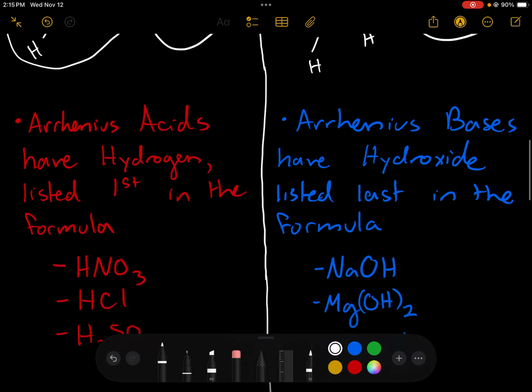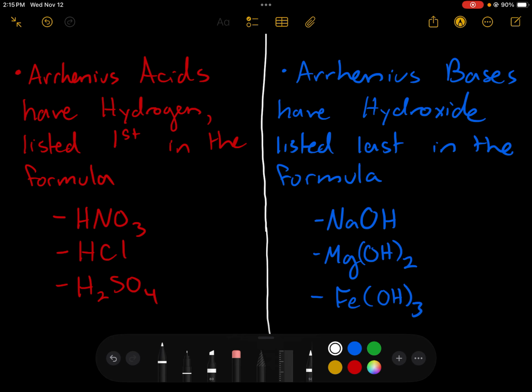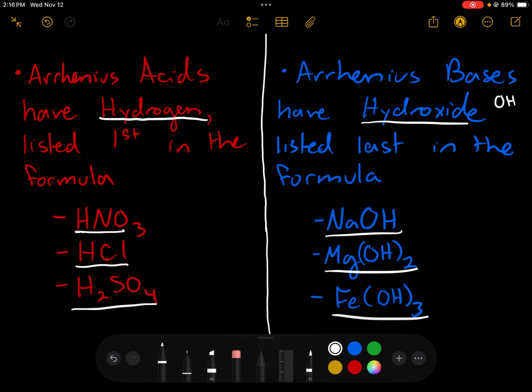Basically, if you're looking at a formula and you're like, is this an Arrhenius acid? Is it an Arrhenius base? If you're looking at a formula and it has a hydrogen listed first in the formula, that's probably an Arrhenius acid. So HNO3 is nitric acid, HCl is hydrochloric acid, H2SO4 is sulfuric acid. If you're looking at a formula and you see a hydroxide or an OH listed at the end of the formula, like in sodium hydroxide, magnesium hydroxide, and iron 3 hydroxide, that is probably an Arrhenius base.